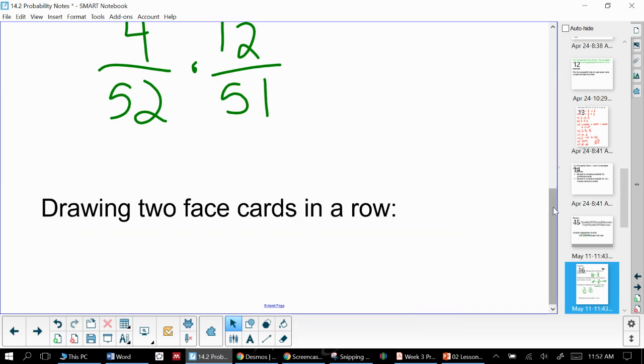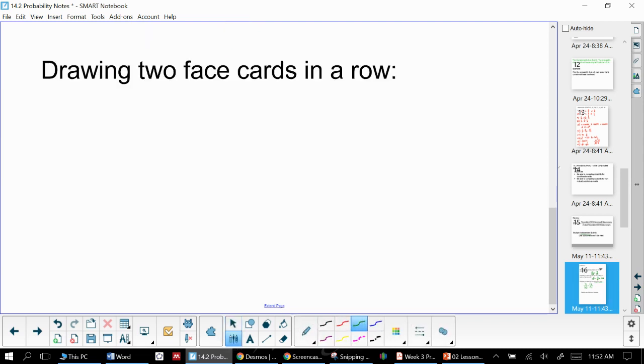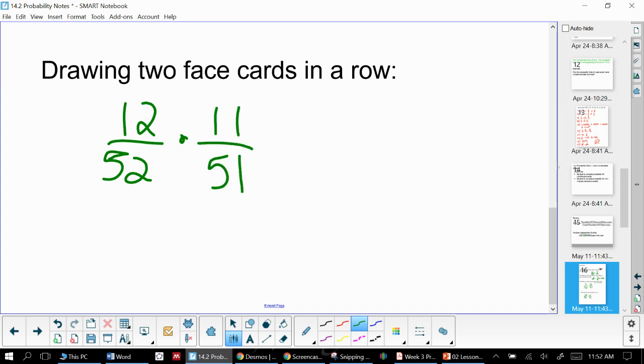The first face card is just like we've been doing. There's 52 cards, and 12 of them are face cards. And to adjust for the second card, we assume that we've already drawn our face card out. After we pick our first face card, there's 11 face cards left out of 51 cards total.